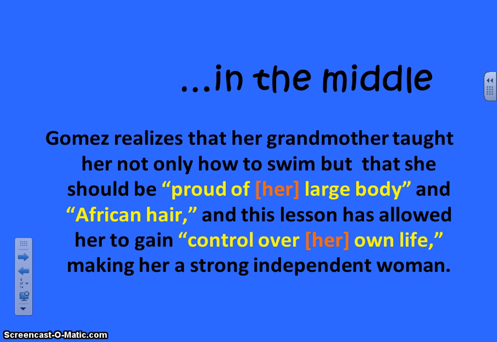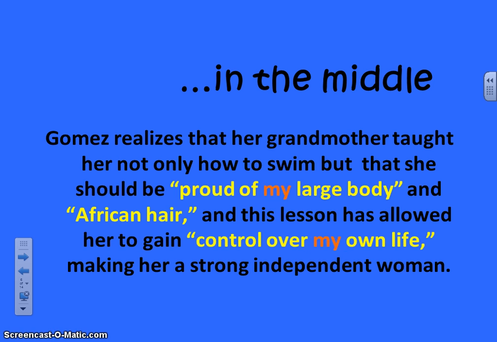That is because the original quote had the pronoun my in place of the word her. So listen carefully. If I had left the original quote, it would have read like this. Gomez realizes that her grandmother taught her not only how to swim, but that she should be proud of my large body and African hair. And this lesson has allowed her to gain control over my own life, making her a strong, independent woman.